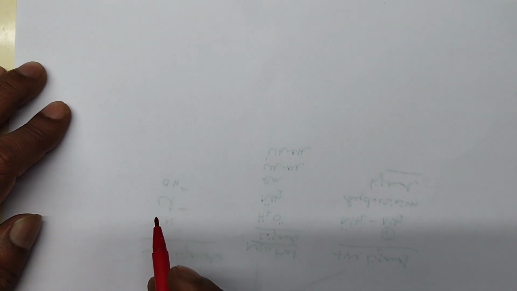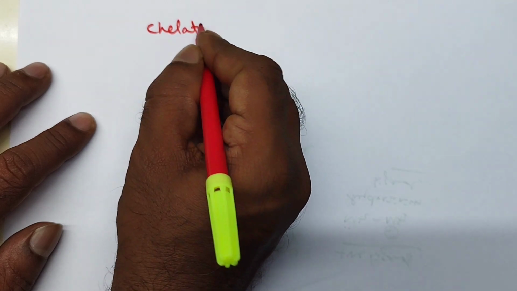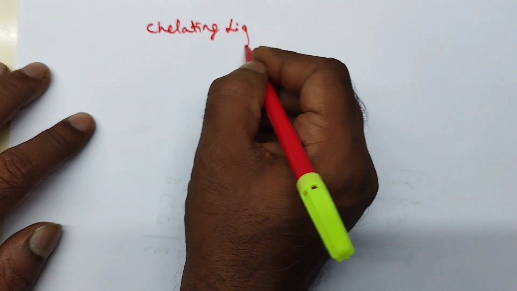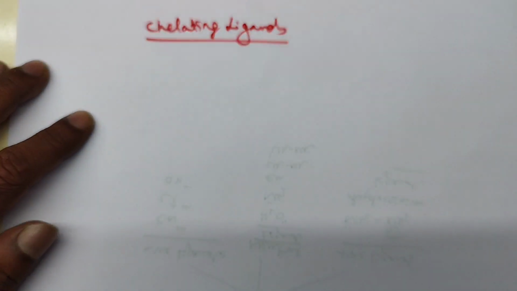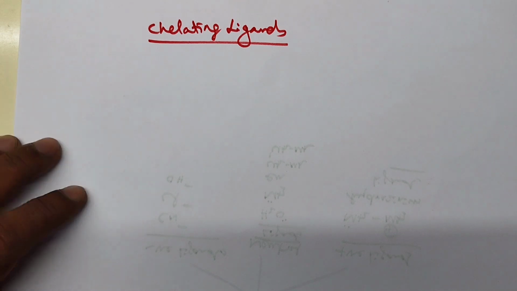Next we can talk about chelating ligands. What is meant by chelating ligands? Suppose the ligand contains two donor atoms, that is, coordinating groups positioned in such a way that a 5-membered or 6-membered ring is formed with the metal ion. Forming a ring-like compound, we can call them chelating complexes or chelating rings or chelating ligands.